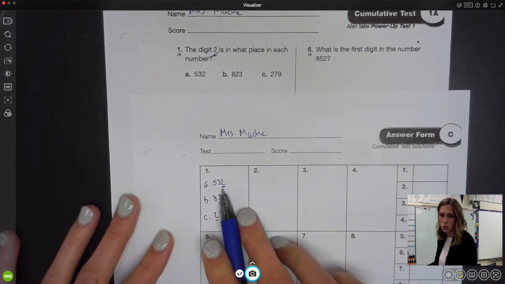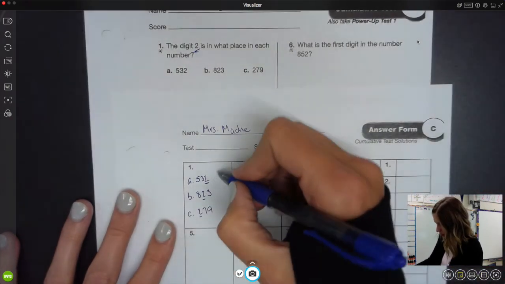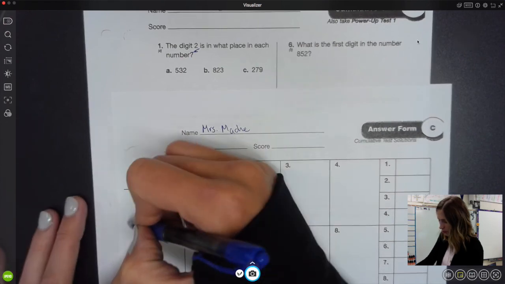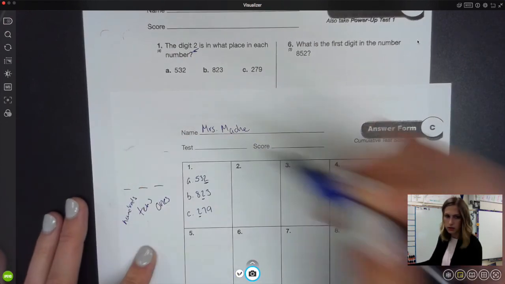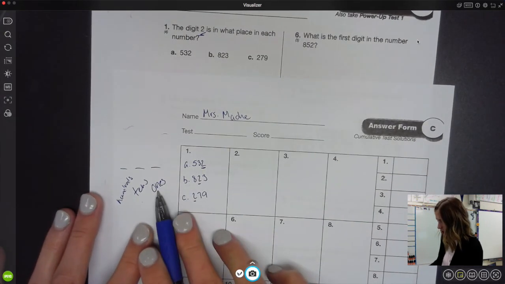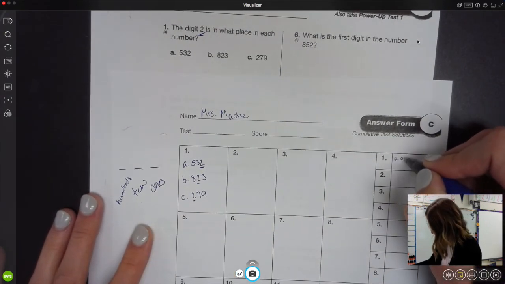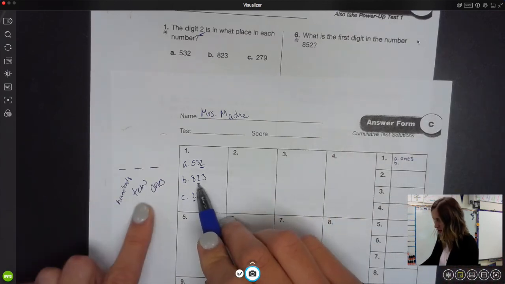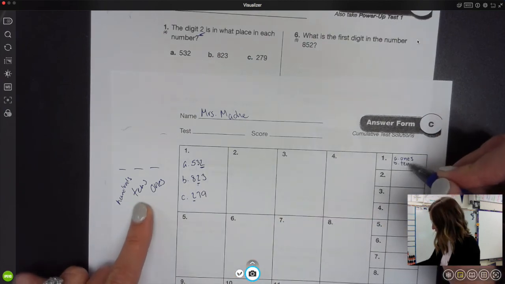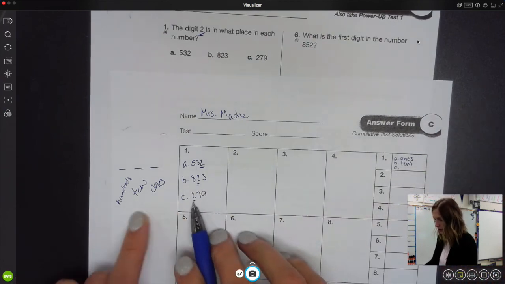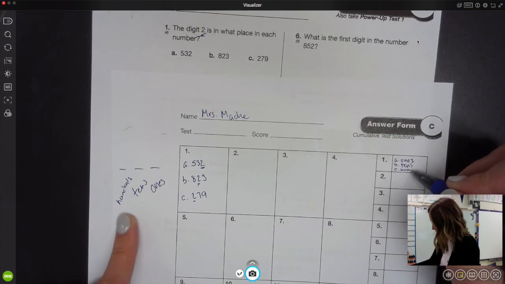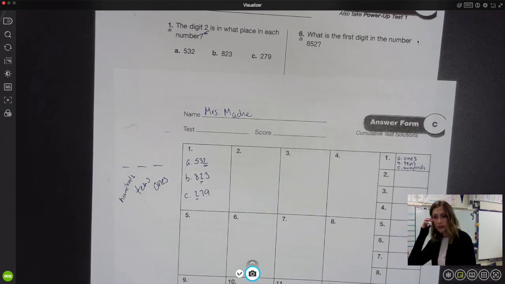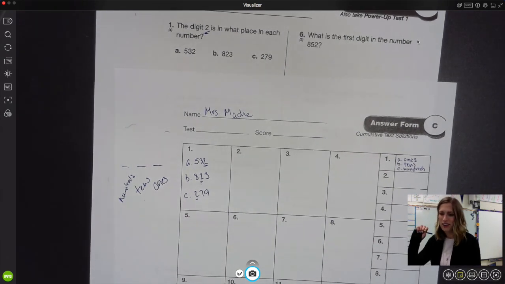In A, what's that digit? What's that place? Well, if you think about our place value chart, we have our 1s, 10s, 100s. All right, so the 2 in this one is in the 1s place. So A, 1s. You're going to have to write small for this one. B, it's in the middle, so it's in the 10s place. And then C, it's the first place, so that's the 100s place. Awesome. That's it for number 1. If you're still writing, no sweat, just pause the video. I'm moving on to number 2.